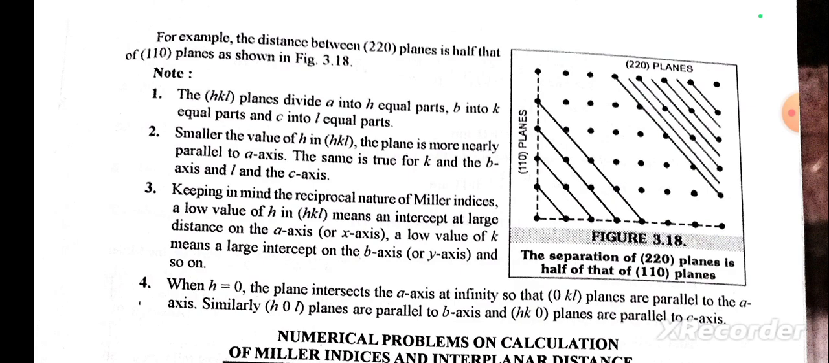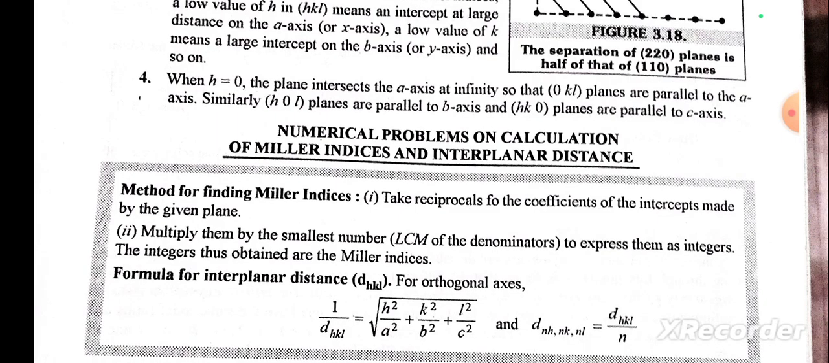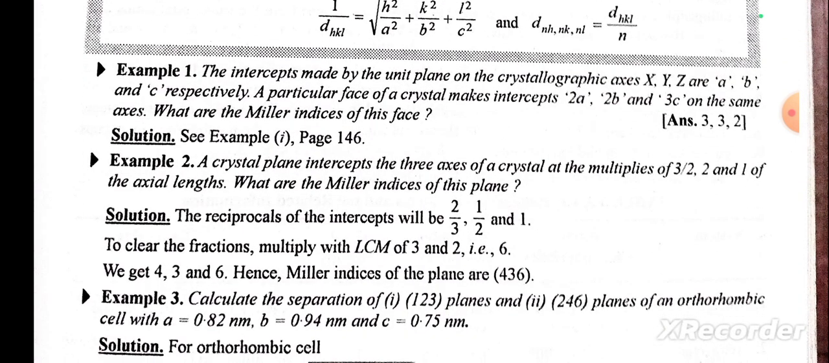The smaller the value of h, the more nearly the plane is parallel to the a axis, and the same is true for k and the b axis, and l and the c axis. Keeping in mind the reciprocal nature of the Miller indices, a lower h value means an intercept at a larger distance on the axis, a lower value of k means a larger intercept on the b axis, and so on. When h is equal to 0, the intercept of the plane on a is at infinity, so that planes are parallel to the a axis, and similarly k equal to 0 planes are parallel to the b axis and l equal to 0 planes are parallel to the c axis.